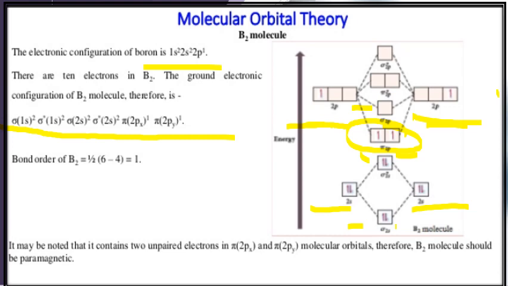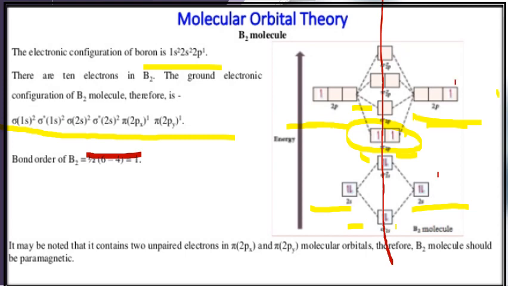σ2s² is placed next, then σ*2s², then we have π2px with 1 and π2pz with 1 only, right? We just have to give the configuration of the molecular orbitals up till the electrons are fulfilled. Then we have to calculate the bond order. The bond order for each orbital will be taken separately, right?